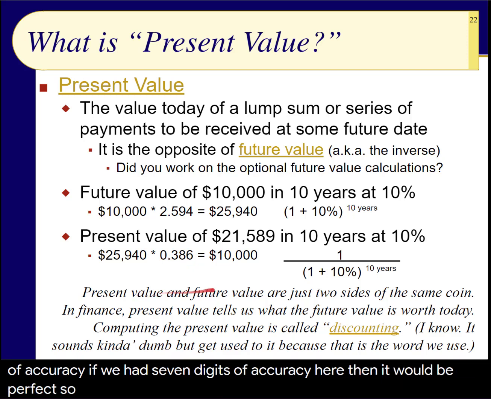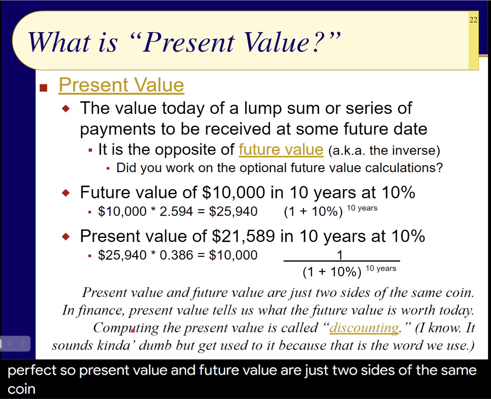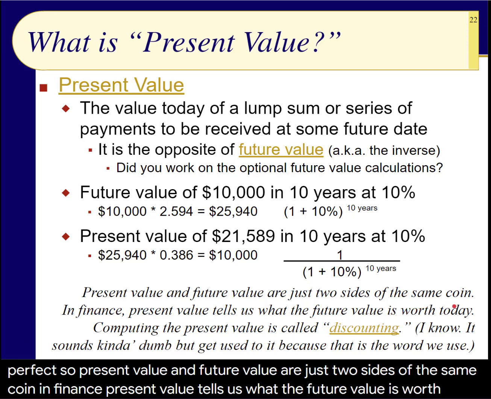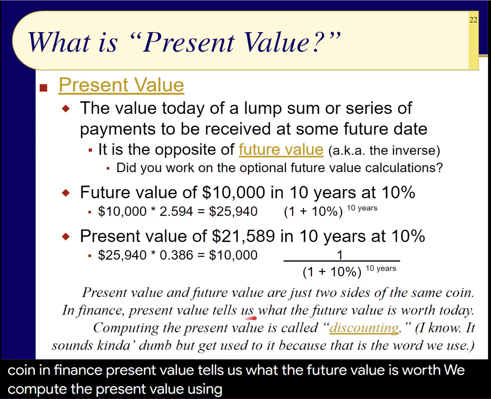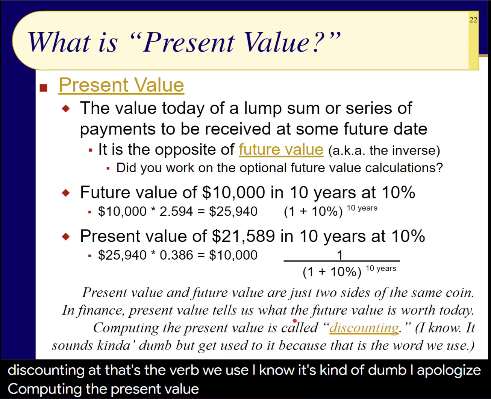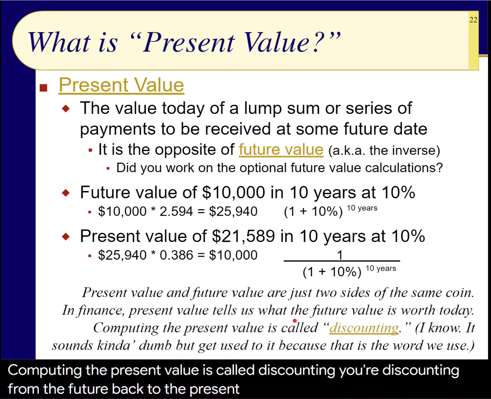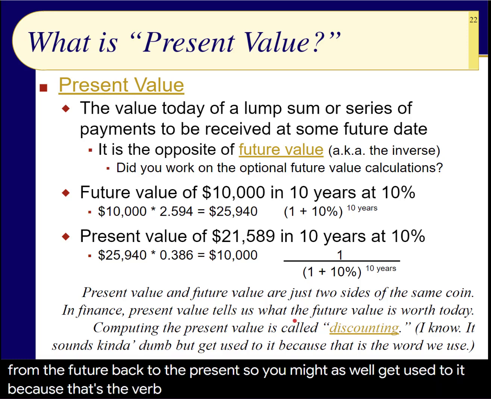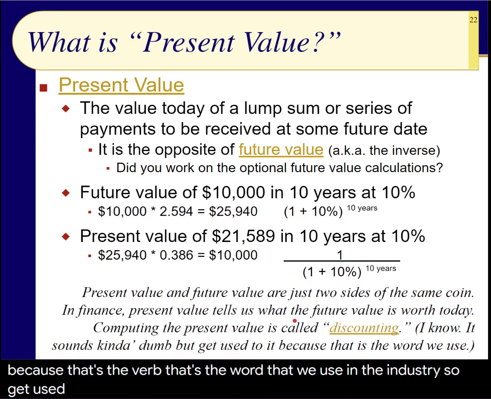So present value and future value are just two sides of the same coin. In finance, present value tells us what the future value is worth today. And we compute the present value using a formula or using a process called discounting. That's the verb we use. I know it's kind of dumb. I apologize. Computing the present value is called discounting. You're discounting from the future back to the present. So you might as well get used to it because that's the word that we use in the industry.